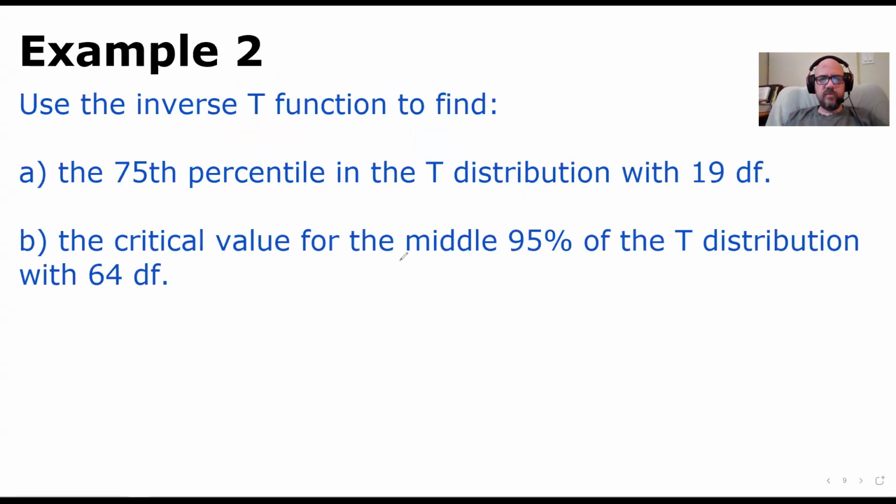All right, so for part B, I think I wanted the middle 95%. Find the critical value, which is how many standard deviations you have to go. So its critical value is a t-score for the middle 95% of the t distribution with 64 degrees of freedom.